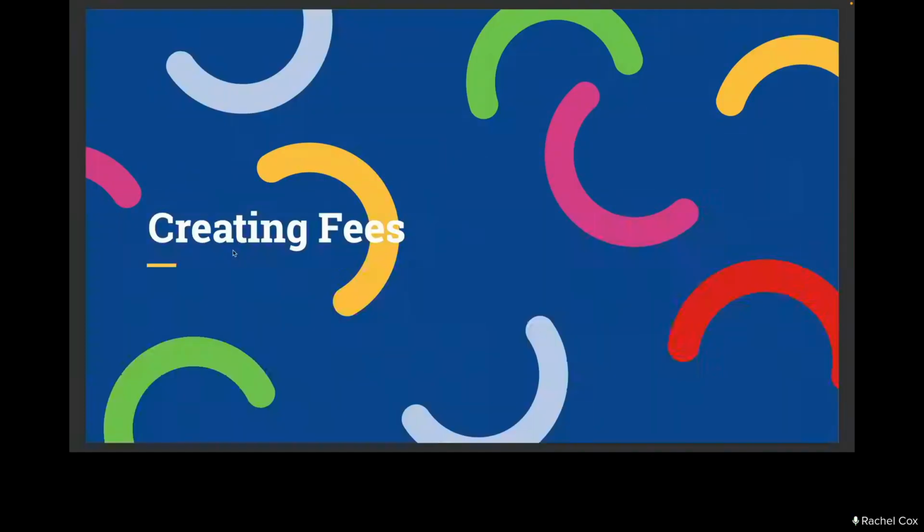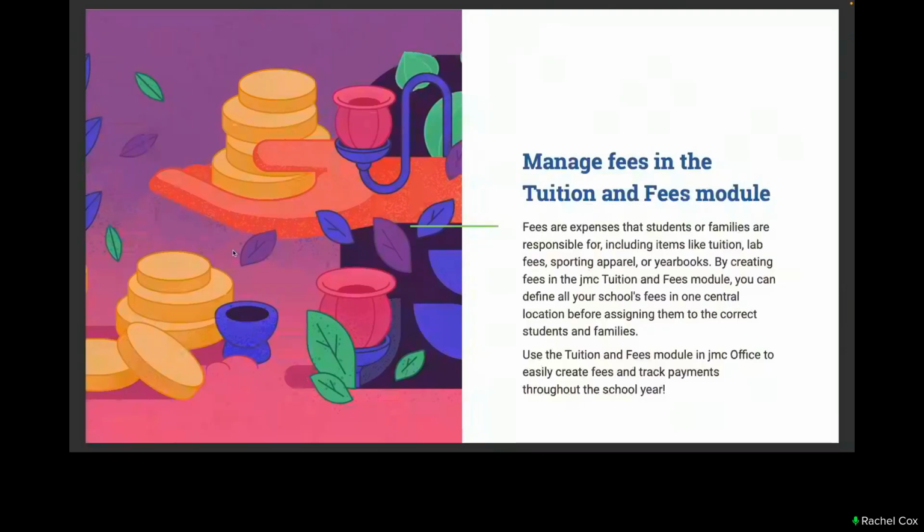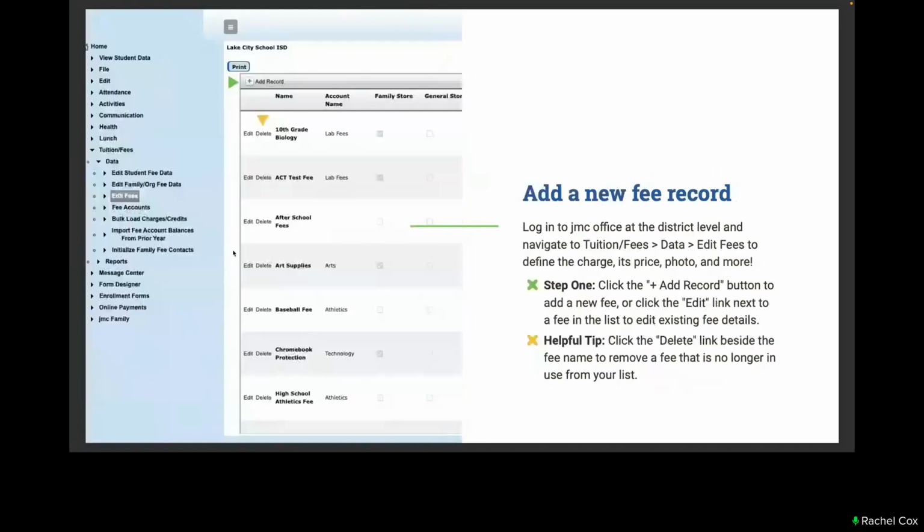And now we'll look at creating fees. So we had those larger fee accounts, and now we'll look at the individual fees that would kind of live nested under each of those fee accounts. Fees are expenses that students or families are responsible for, including items like tuition, lab fees, sporting apparel, or yearbooks. By creating fees in the JMC Tuition and Fees module, you can define all your school's fees in one central location before assigning them to the correct students and families. Use the Tuition Fees module in JMC Office to easily create fees and track payments throughout the school year.